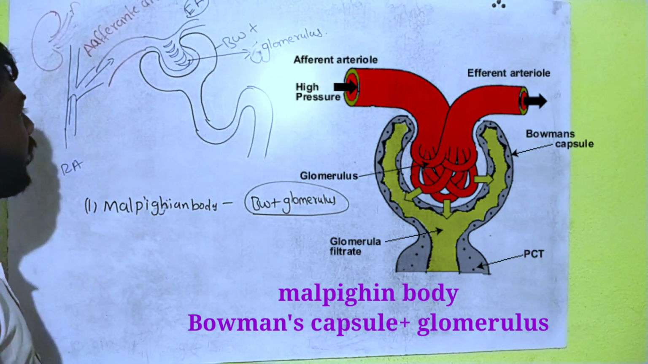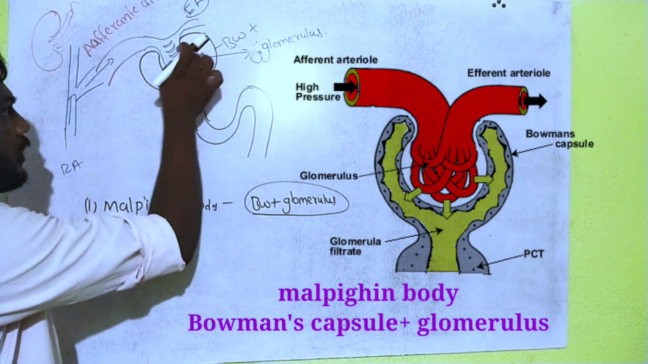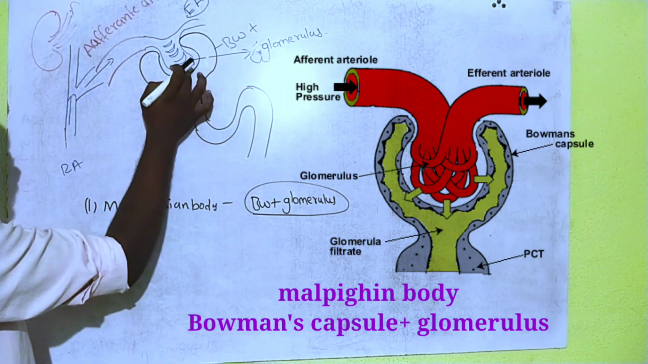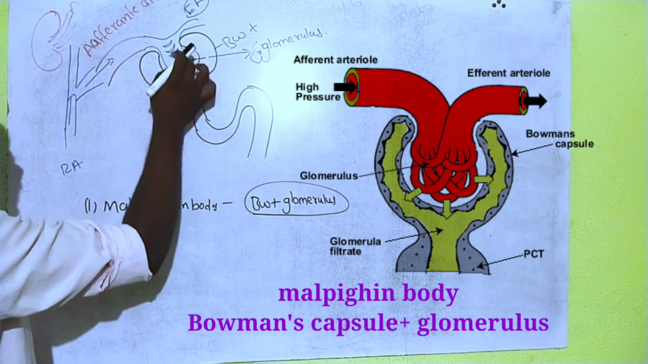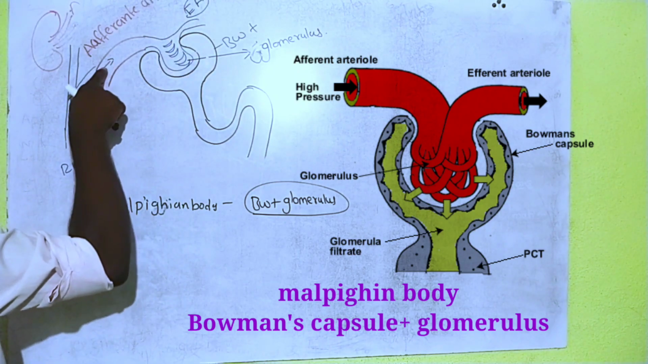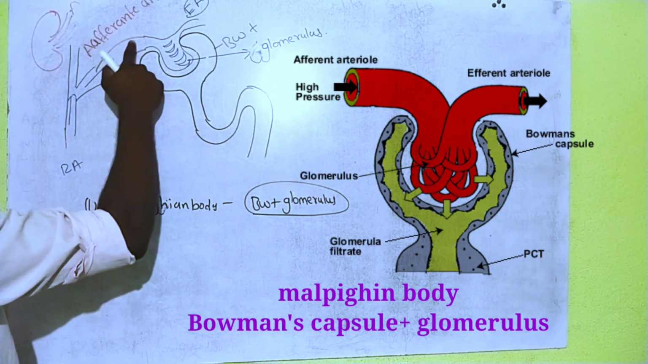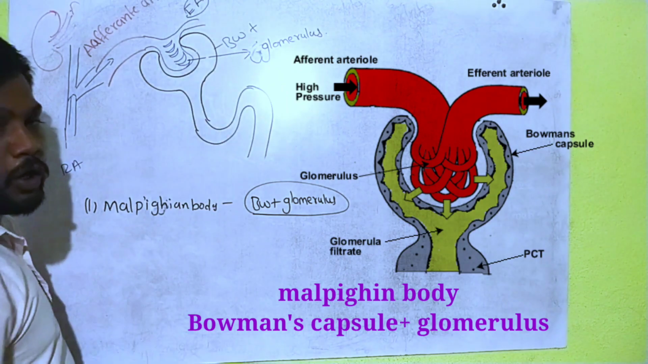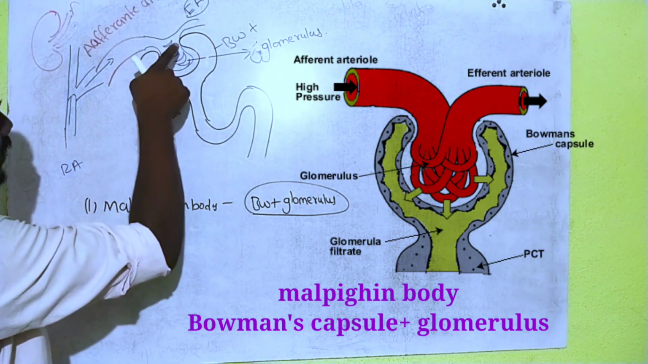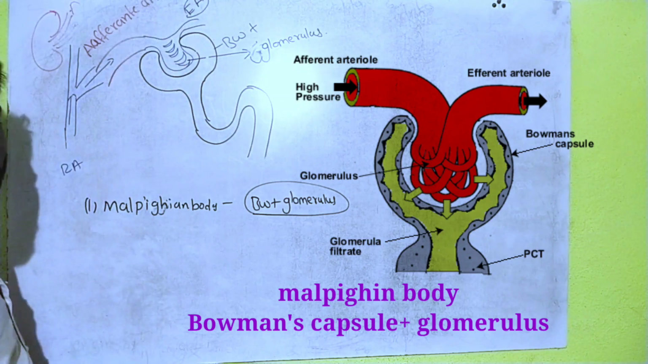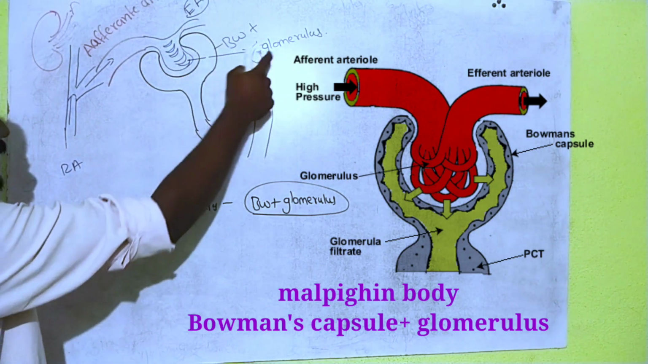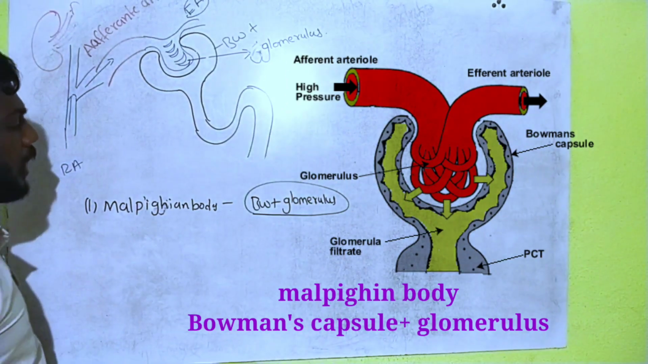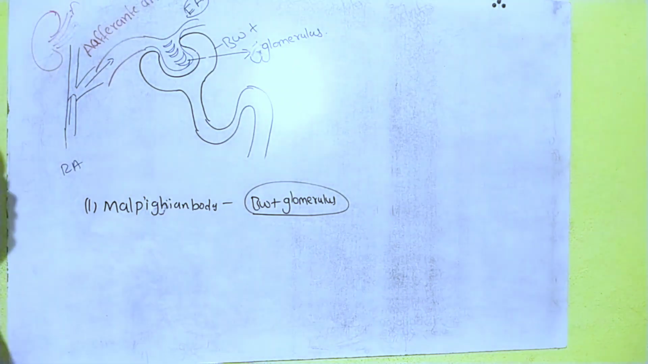What is the Malpighian body? This cup-like shape we call Bowman's capsule, already we know that. This Bowman's capsule has a depression, and this depression is filled with capillaries. These capillaries came from the afferent arteriole, which divides into fine capillaries. The bunch of capillaries we call the glomerulus. The glomerulus again arranges into a small tube, the efferent arteriole. Here Malpighian body means glomerulus plus Bowman's capsule.